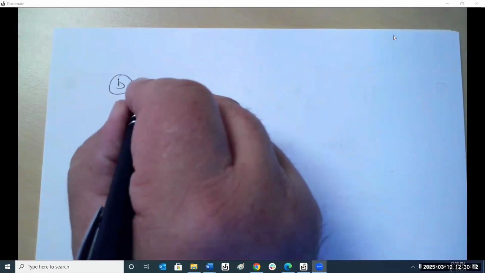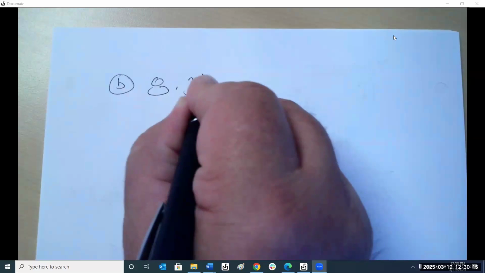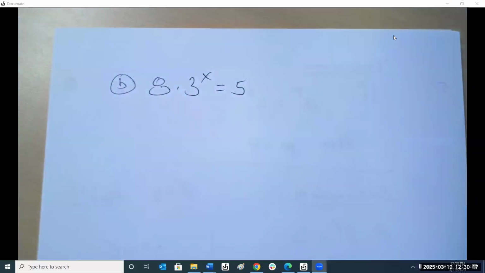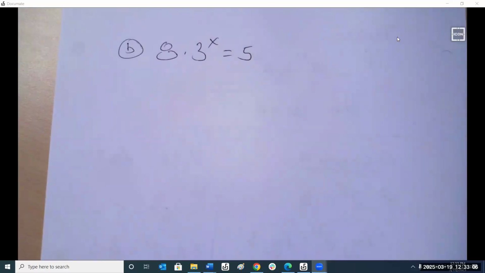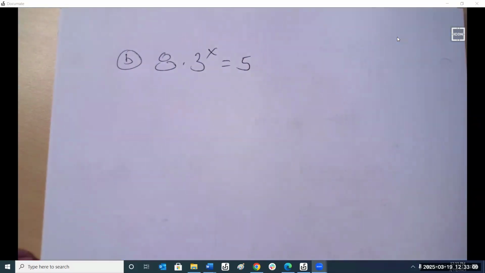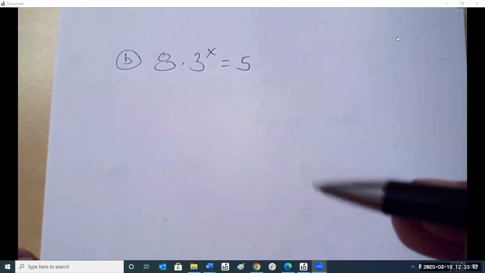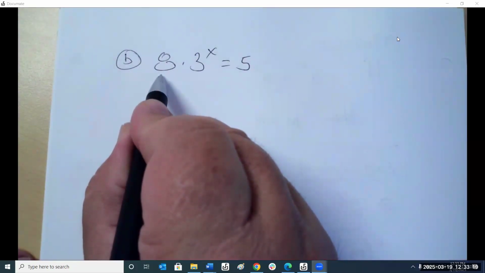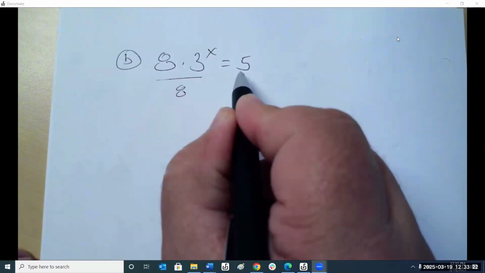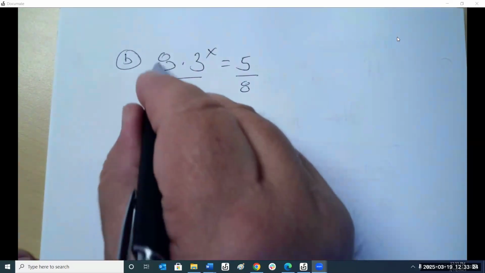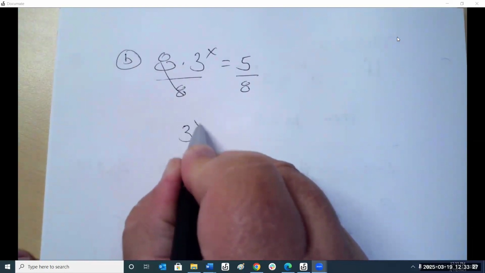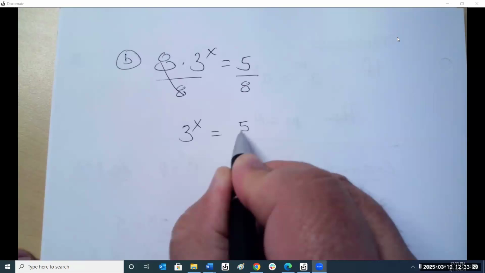Okay, B. 8 times 3 to the x equals 5. Work that one out for me. What's my first step? Multiply by what? We're trying to get x by itself. So we have to get rid of the 8 first. We have to divide by 8 first. So we have 3 to the x equals 5 over 8.